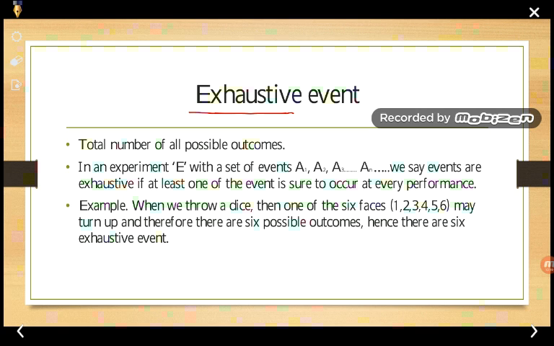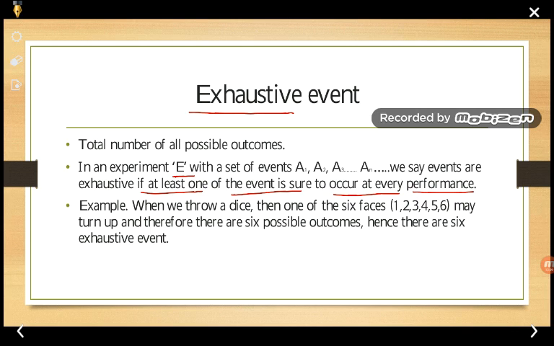In an experiment E, consider a set of events A1, A2, A3, up to AN. We say the events are exhaustive if at least one of the events is sure to occur at every performance. So after performing the experiment, if we are sure about one event occurring, then we can say that it is an exhaustive type of event.